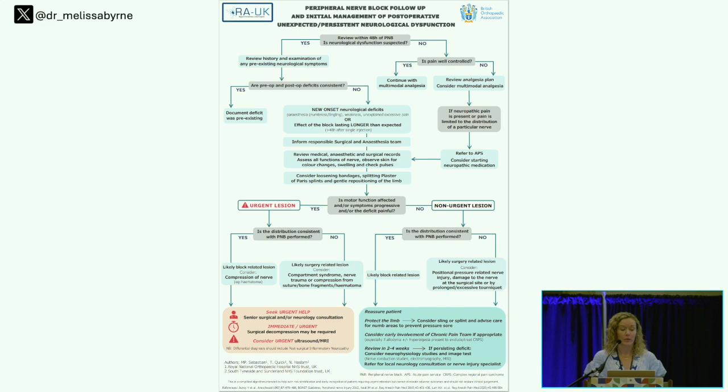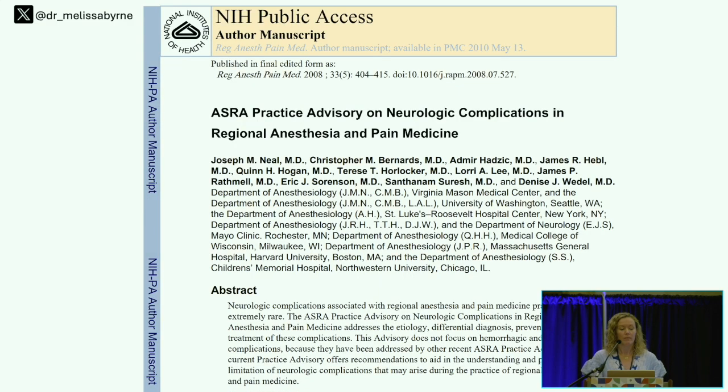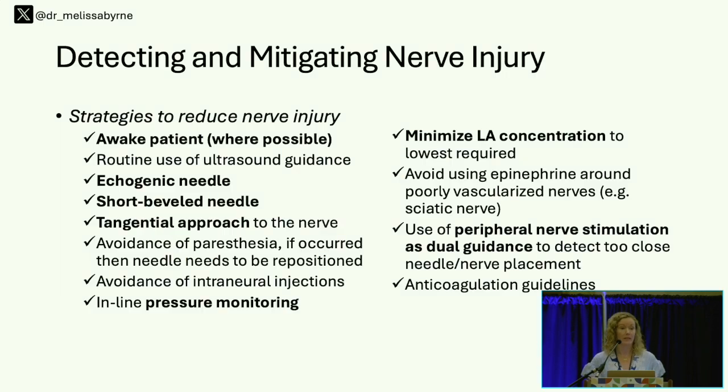Again, AOCA has an algorithm in the event you experience unexpected or persistent neurologic dysfunction that I encourage you to review. And ASRA has issued practice guidelines from 2008, headed by then President Dr. Joe Neal. In these guidelines, they deduce some strategies for reducing nerve injury, a few that I will touch on.